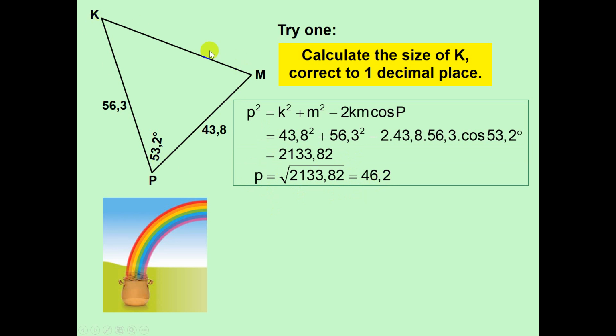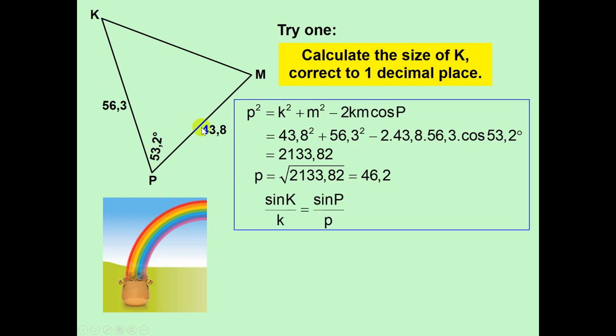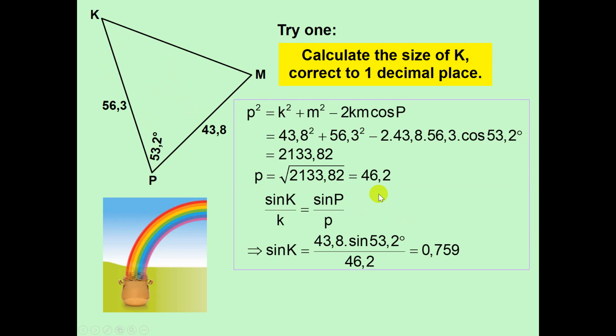Now that we have p, we can use the sine rule, which states that sine k over k is equal to sine p over p, which we found to be 46.2. Substituting the values in, we have sine k is equal to 43.8 times sine of 53.2 all over 46.2, and that gives me 0.759. Using my calculator, shift sine of that, we're going to get angle K to be 49.4.